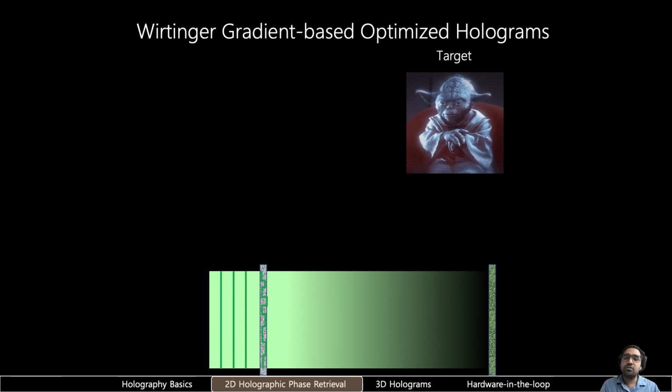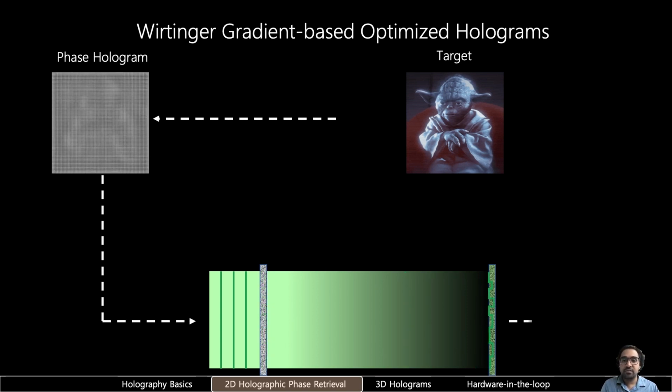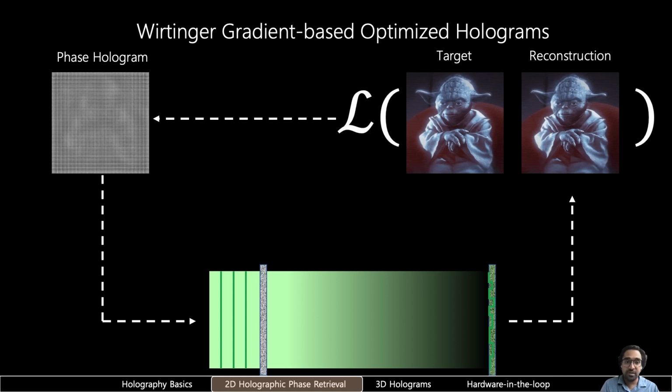A logical thing to do is to directly optimize for phase patterns. Let us see how we can do it. You start with an initial phase pattern, propagate the wave, and reconstruct an image. Compute the error between reconstruction and target, and backpropagate the errors into the phase. And you repeat this until convergence. Such optimization should be possible with gradient descent solvers if we can compute the gradients.